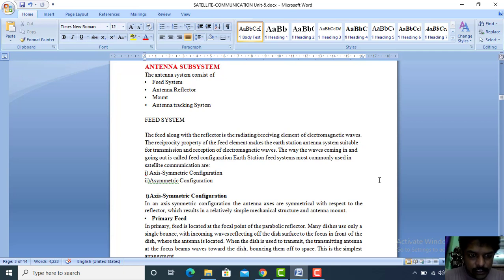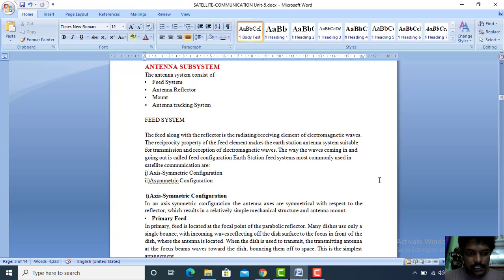Good evening, everyone. Today we are going to discuss the antenna subsystem. That is the design of the antenna and how it works. So what does it consist of?